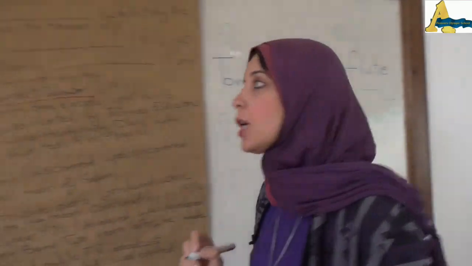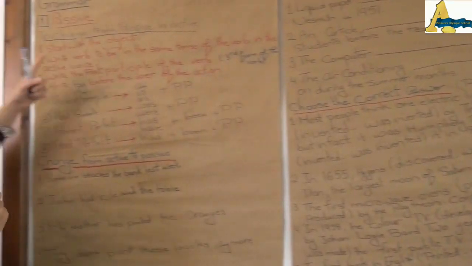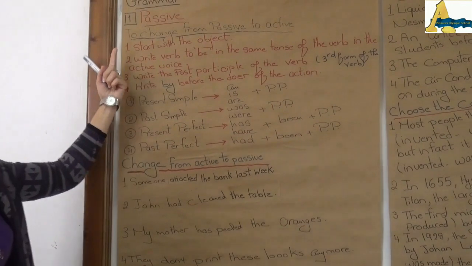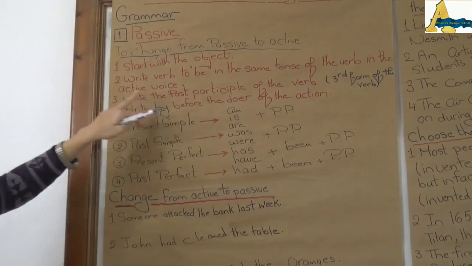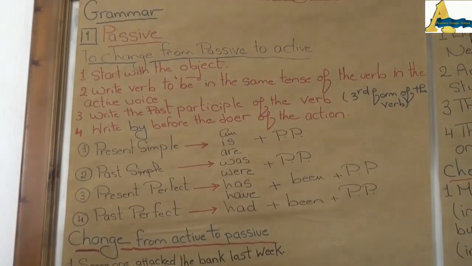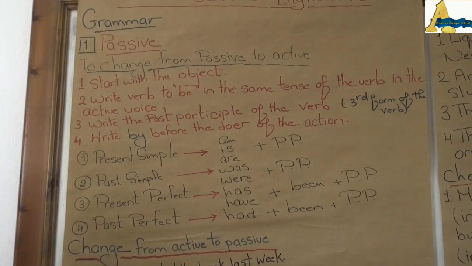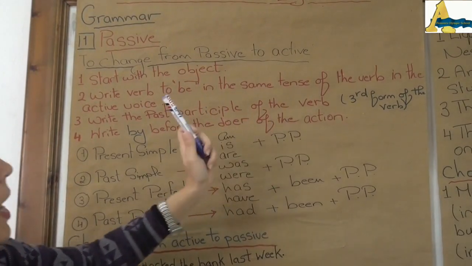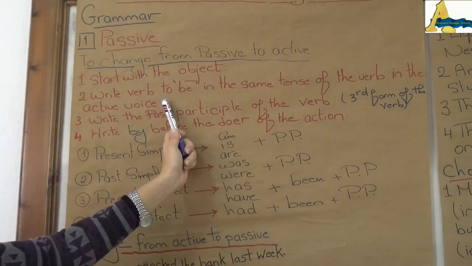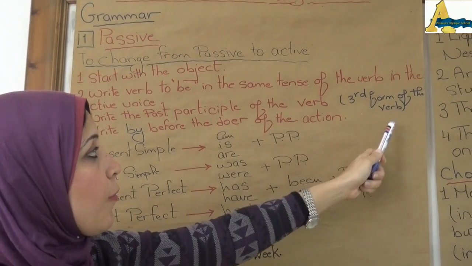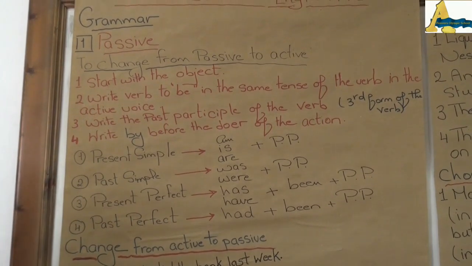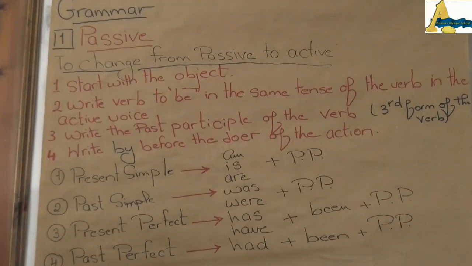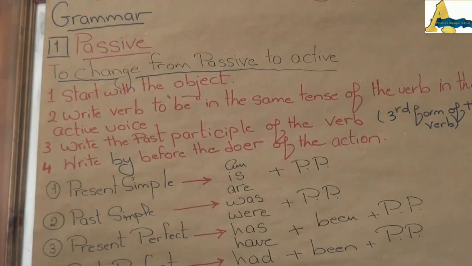Let's move now to the explanation. To change from active to passive, first of all, I have to start with the object. Second, write the verb to be in the same tense of the verb in the active voice. Third, write the past participle of the verb, and past participle, of course, means the third form of the verb. And number 4, write by before the doer of the action.